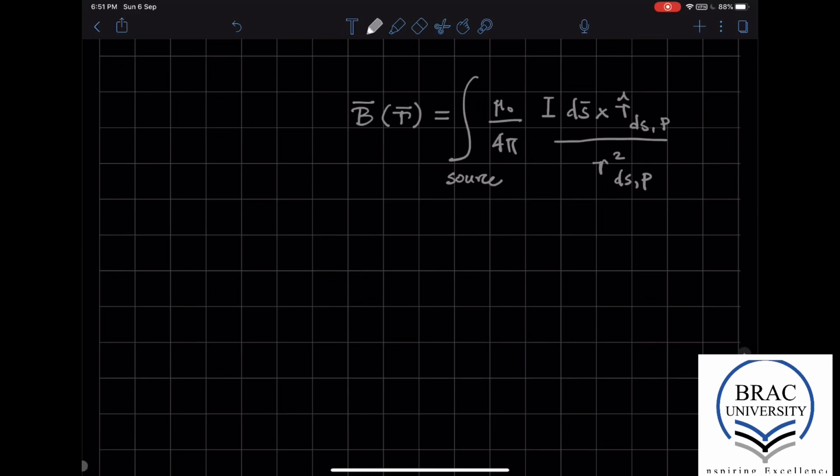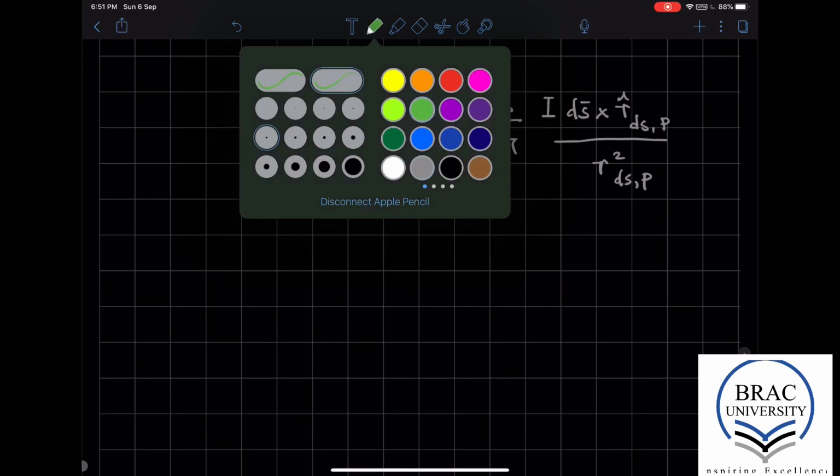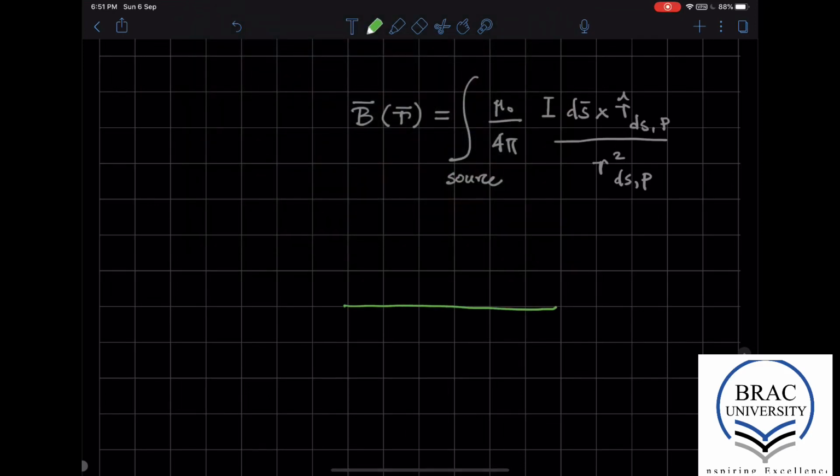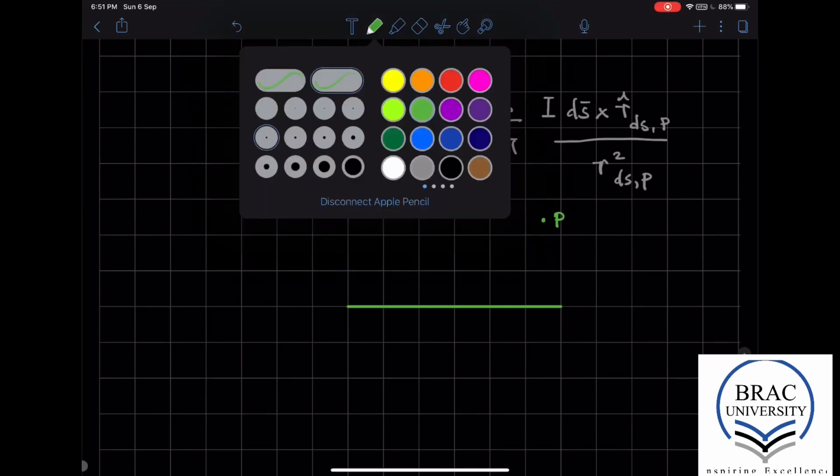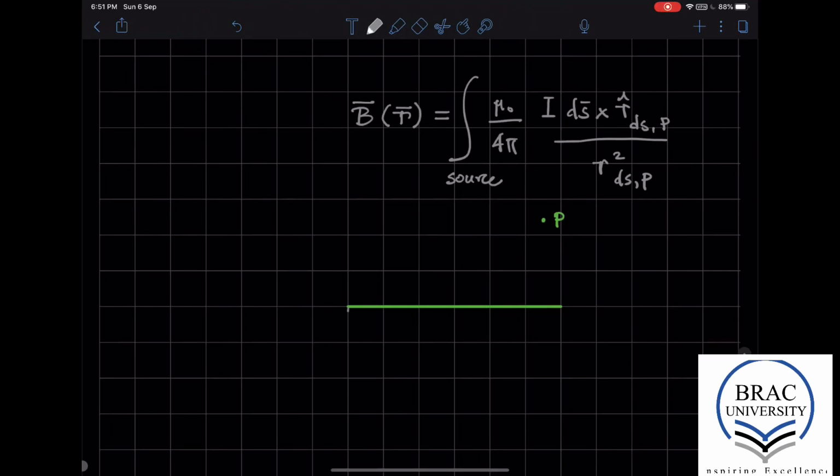So let's look at a concrete situation. Suppose we have a wire carrying a current, and we have some point P outside the wire, and we want to find the magnetic field at the point P. The wire, of course, can be connected to some external circuit providing it with current, but we are not going to be interested in the magnetic field due to that other part of the circuit. Okay, so how do we do this?